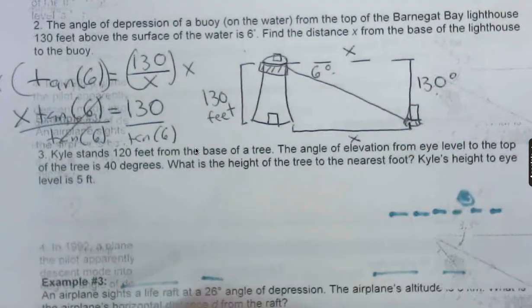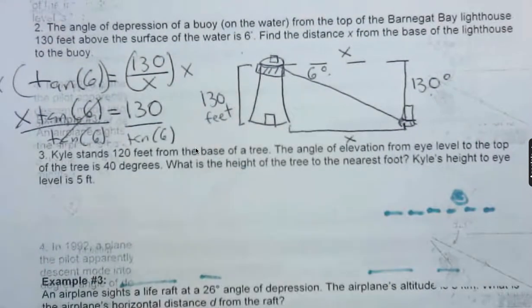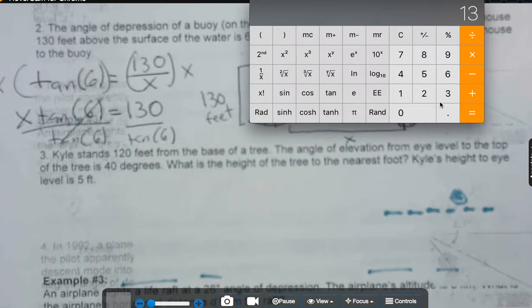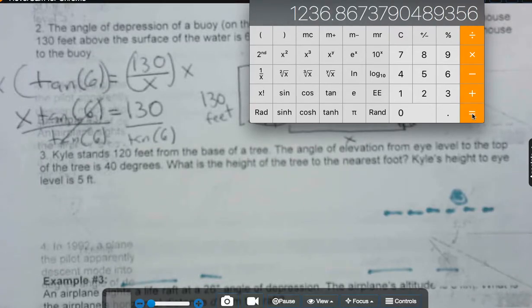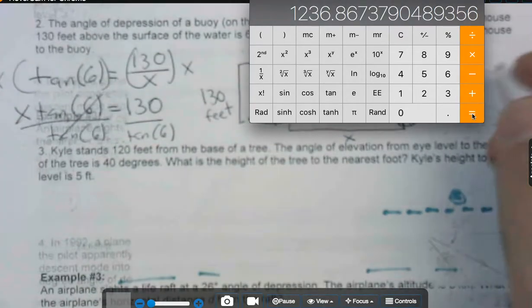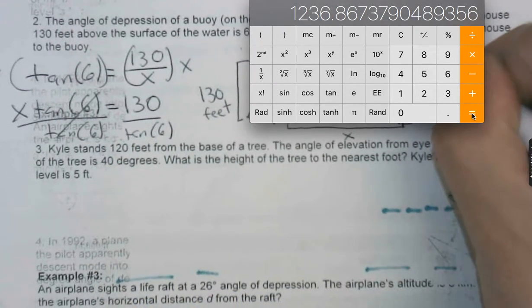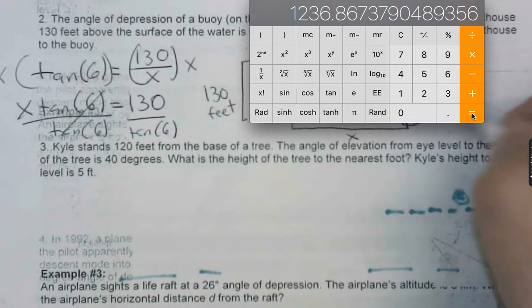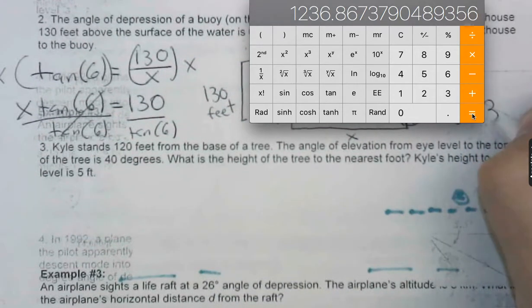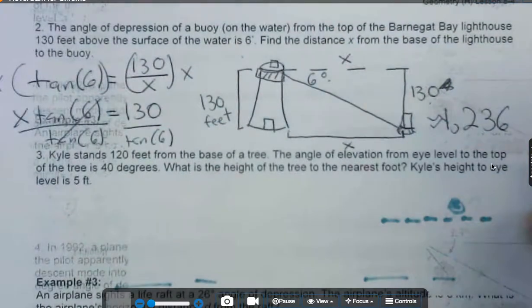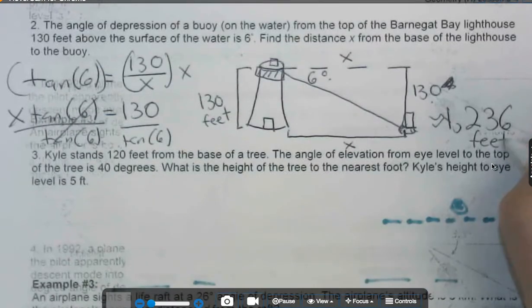Cool, so x can cancel. I leave the calculator to do this work here, so have the calculator take care of that. You have 130, you're dividing it by tangent of 6. This equals approximately 1,200. Oh, and I didn't want degrees on there. Sorry, 1,236 feet. Approximately. And that would be the distance.